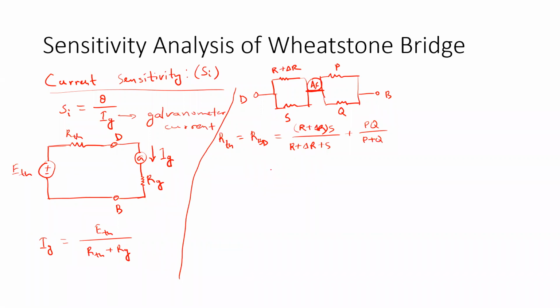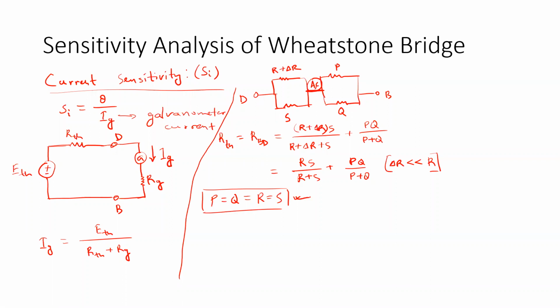And for further simplicity, we are going to rewrite it in this form, because of the fact that delta R is very much less than the value of R. Now, as we were discussing the maximum bridge sensitivity, if we consider this condition to be satisfied in order to deal with maximum bridge sensitivity, we can further rewrite the expression of R Thevenin to be R square divided by twice R plus R square divided by twice R, which will eventually give us R.